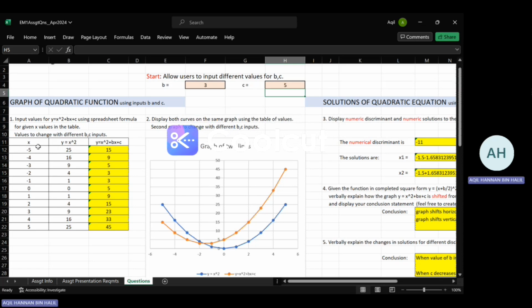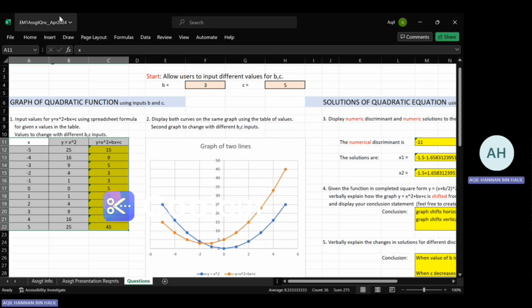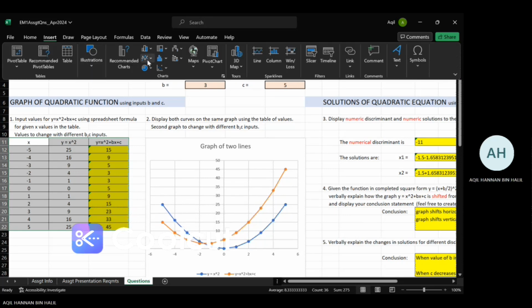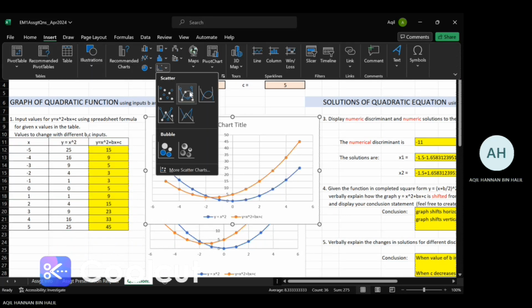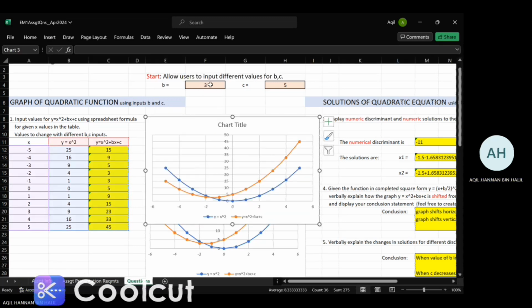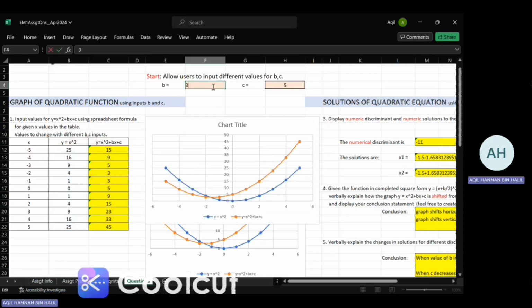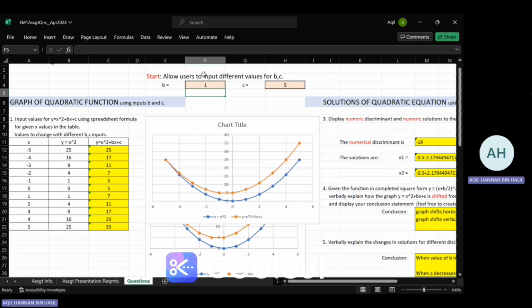For question 2, to do this, simply select all of the tables of values selected, go to Insert, select this symbol, and then select this. The graph will change accordingly based on the different B and C values, like this. As you can see, the graph will change when my B and C values are different.